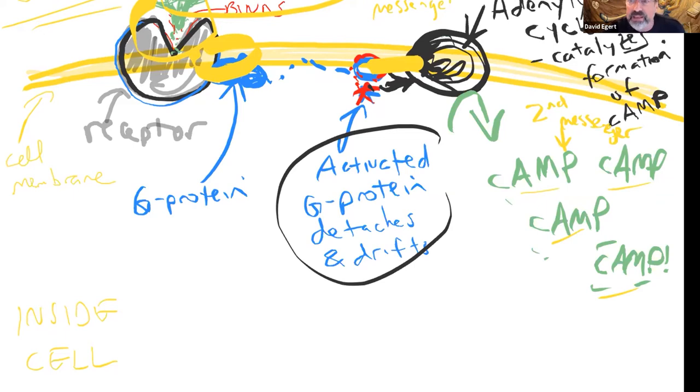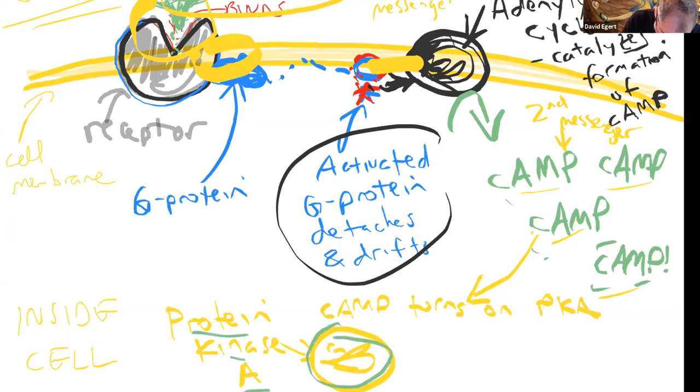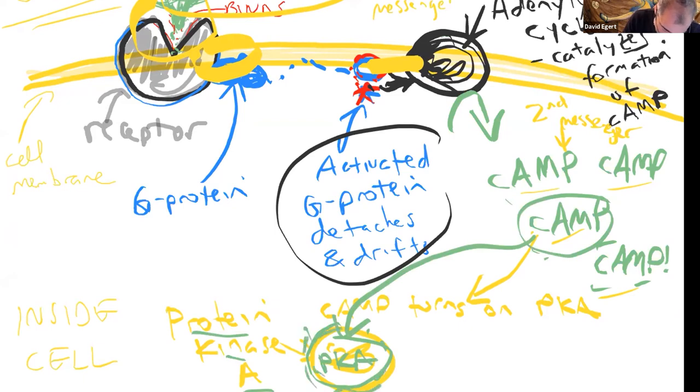So then what is cyclic AMP going to do? Cyclic AMP is going to continue this process by turning on a protein kinase, protein kinase A. We're going to see there are other kinds of protein kinases. There's protein kinase C that's involved in other second messenger pathways. So the cyclic AMP is activating this protein kinase A.